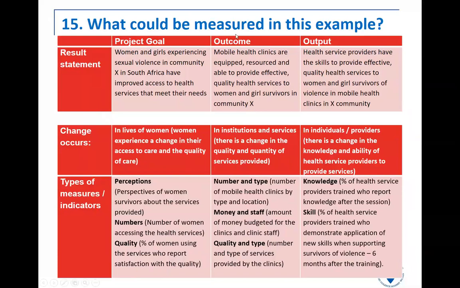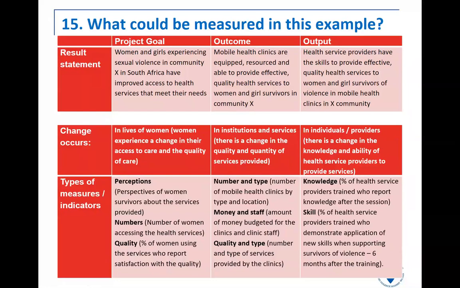The next example is the outcome. Mobile health clinics are equipped, resourced, and able to provide health services. So in this example, we're measuring the institution, the health clinic. Has the institution and the services it's provided changed? Is there a change in the quality? Again, there are a number of ways you could measure that.